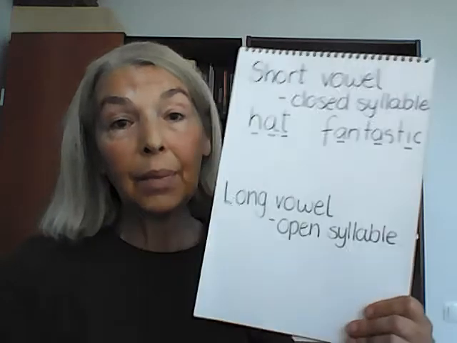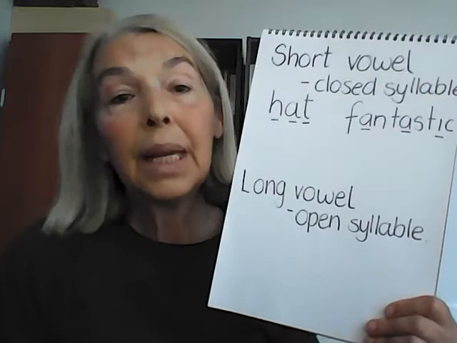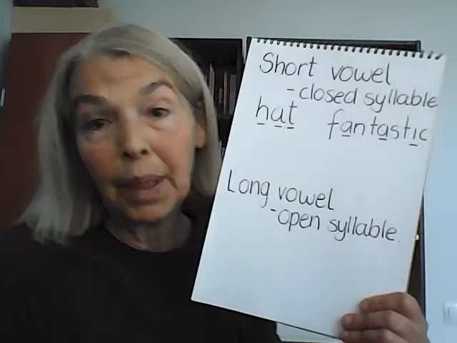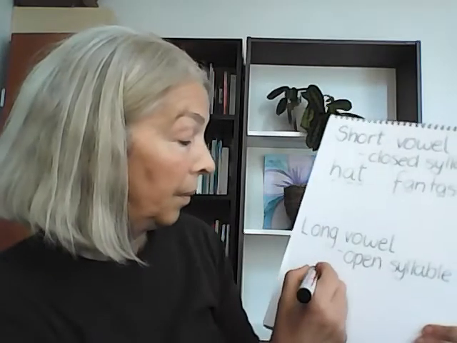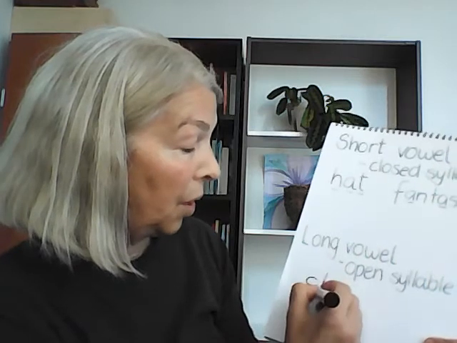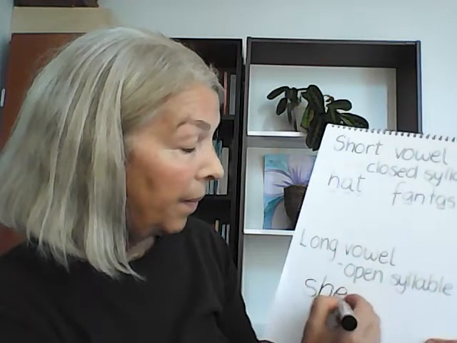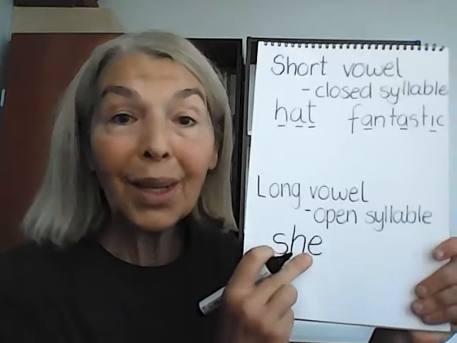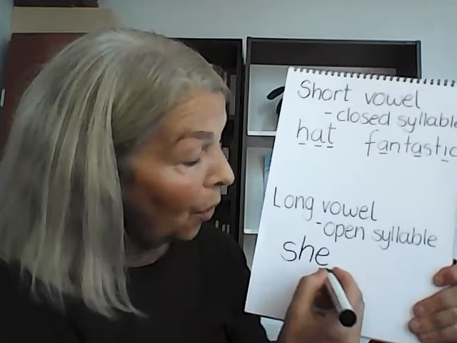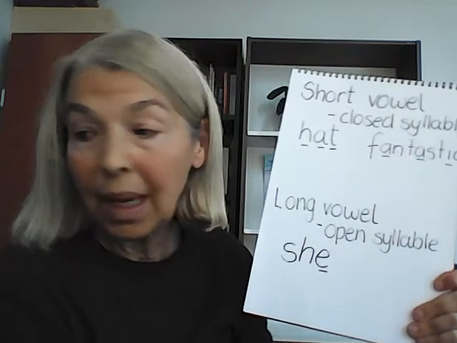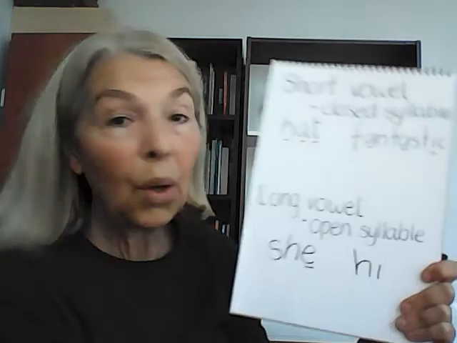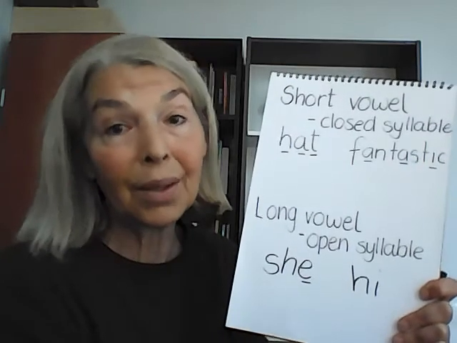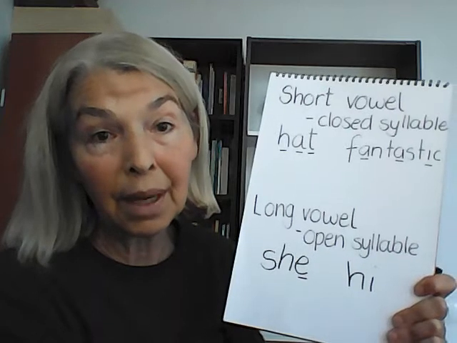The other way that we have where we're using our vowels is if we have an open syllable. So for example, she, sh-e, and you can hear already it's the long vowel sound because it's open at the end. If we have a word like hi, h-i, it's open at the end, so we know that that's going to be a long vowel sound.